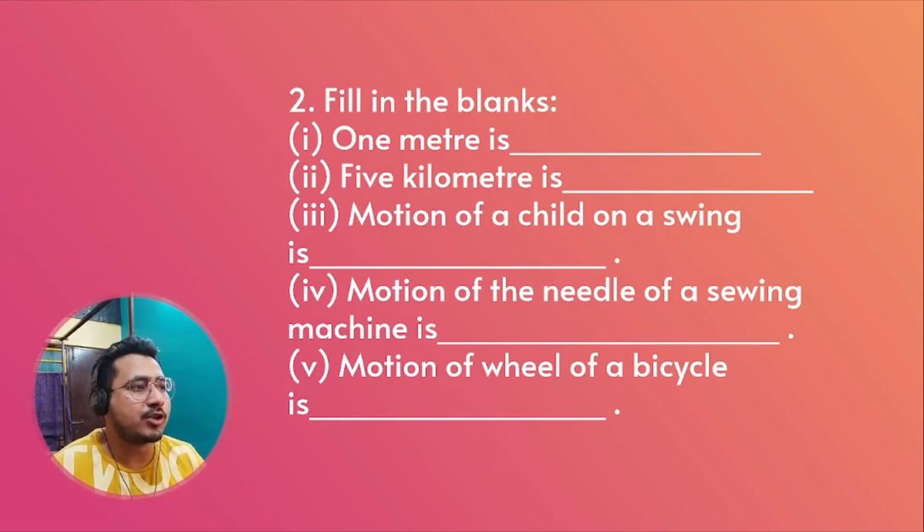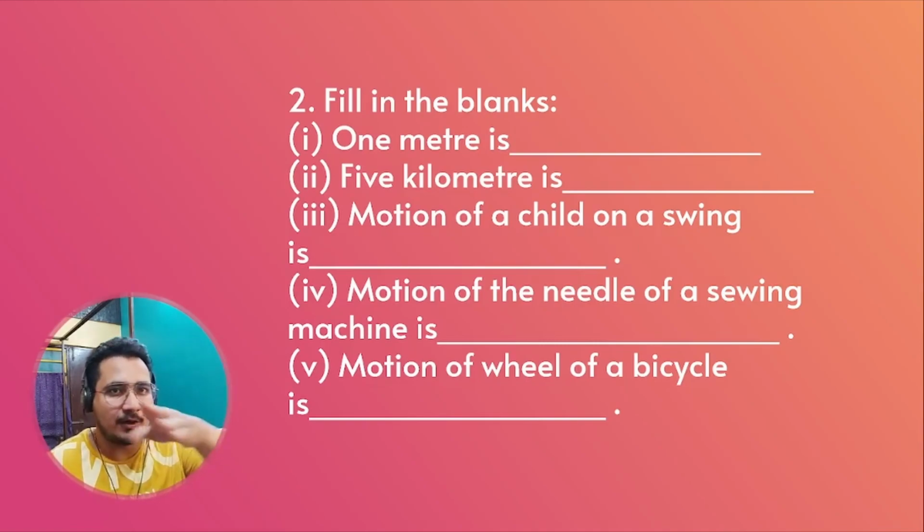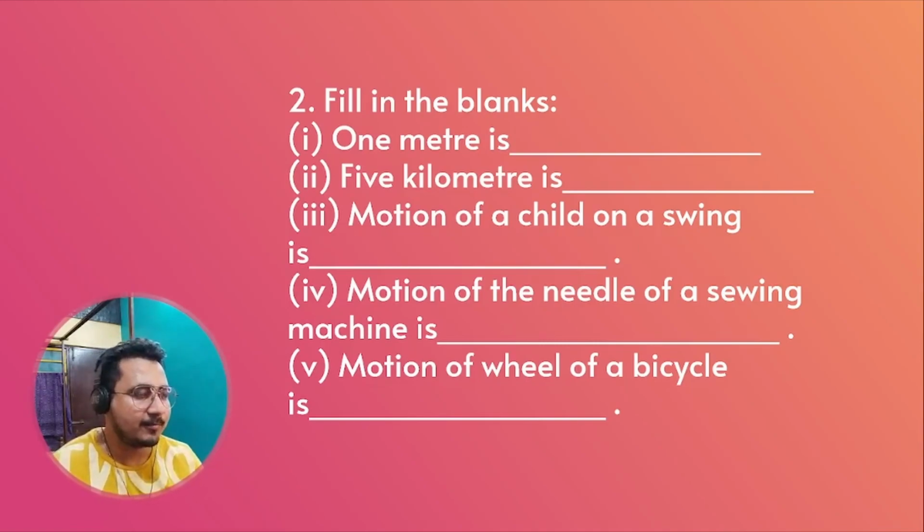The next question is: motion of a child on a swing is which kind of motion? A child is moving on a swing. So what kind of motion is that? Is it a linear motion or some other thing? I do not know what we call that motion. The swinging motion? Okay, except this, we'll check that in the answer.